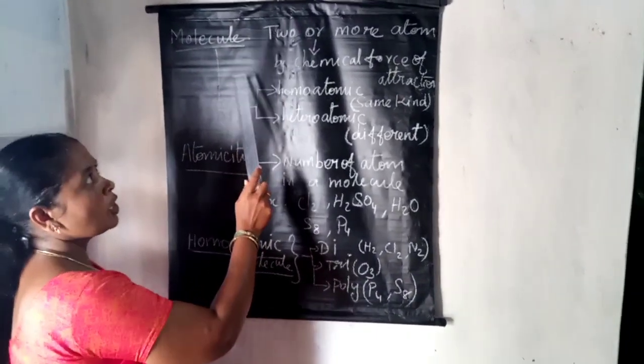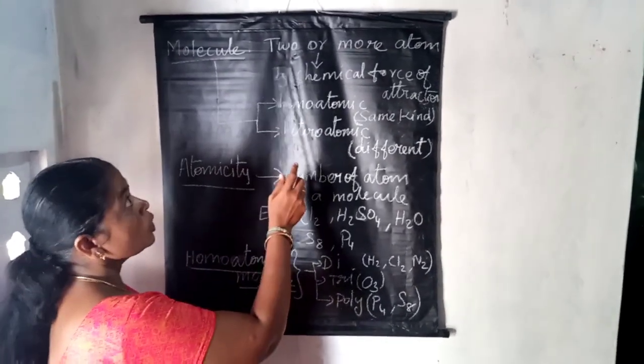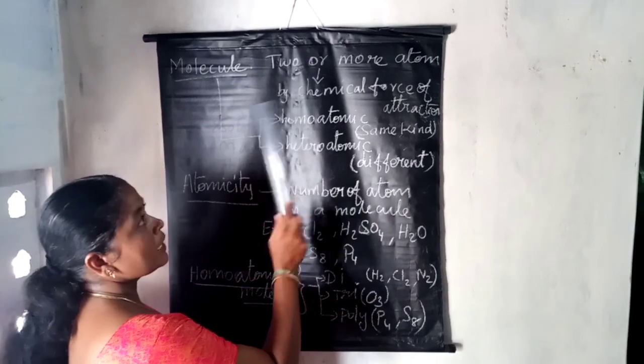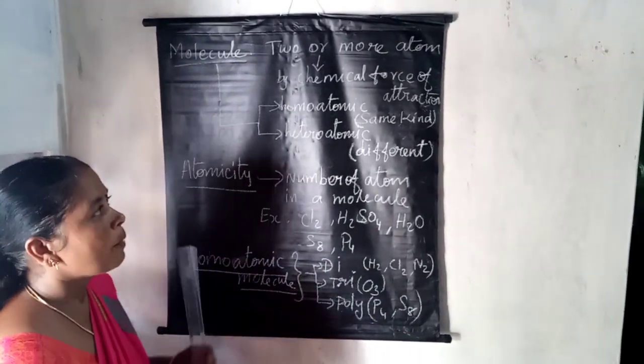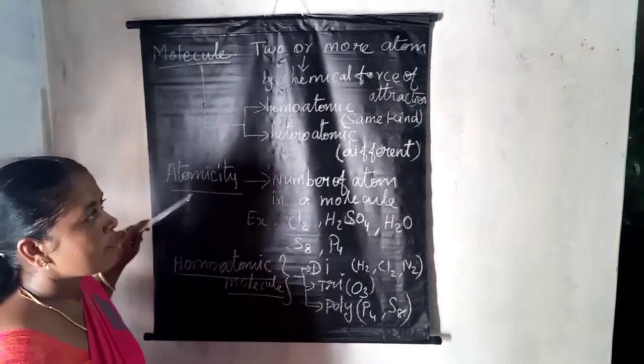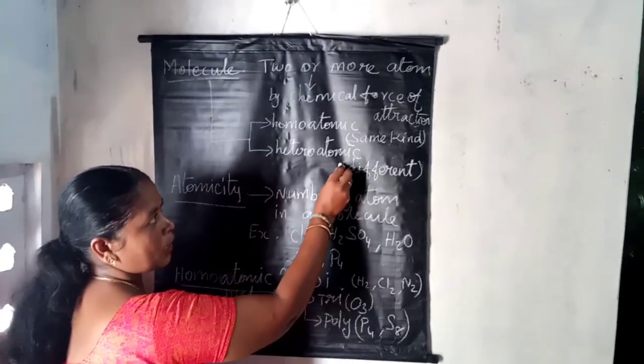Molecules. What is meant by molecules? Already we saw in earlier classes: two or more atoms combined together by a chemical force of attraction to form a molecule. They are classified into two types: one is homoatomic, another one is heteroatomic.